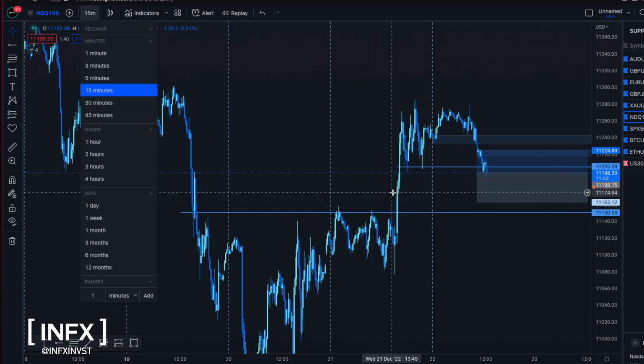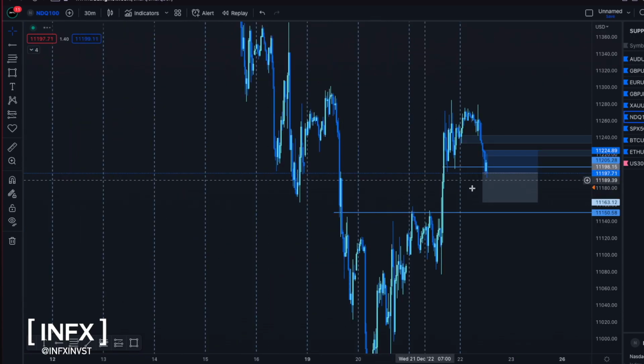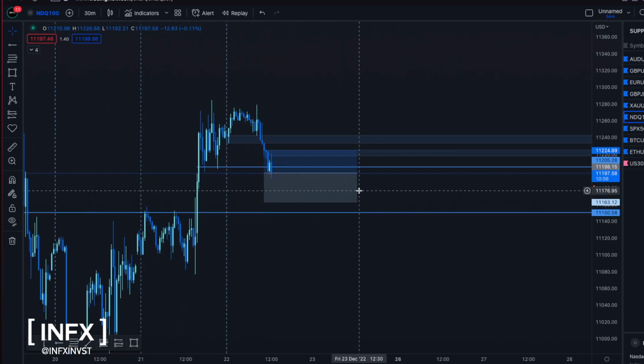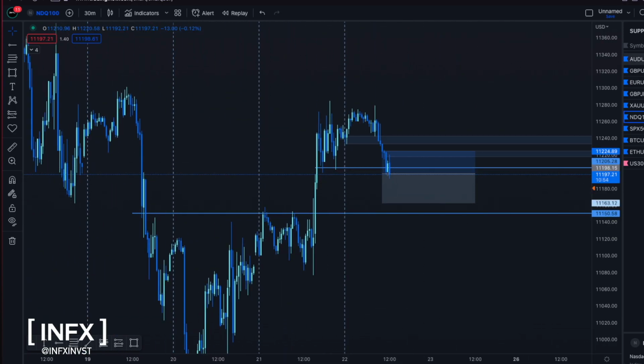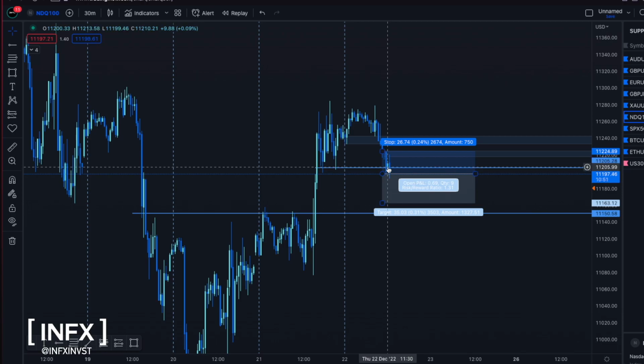So what we're going to look for, we've got some fair value gaps within there on the 15 and also on the 30. And what we had is exactly the same setup as what we showed you on AU. We had a candle which didn't really react off the resistance.